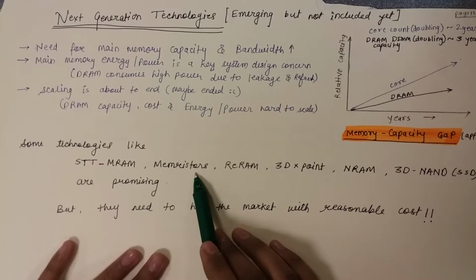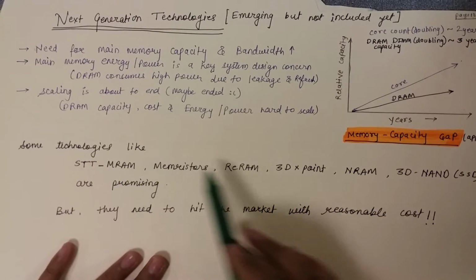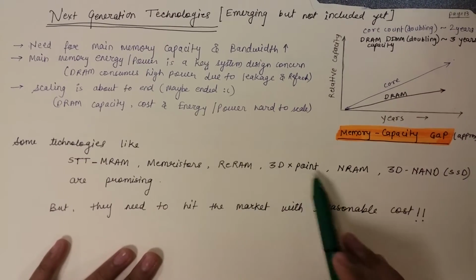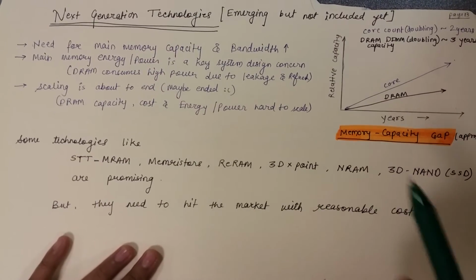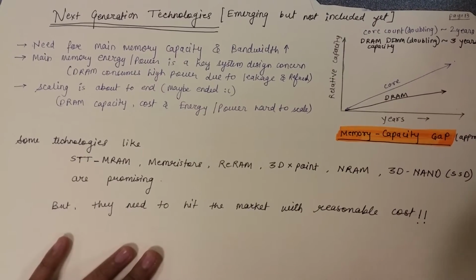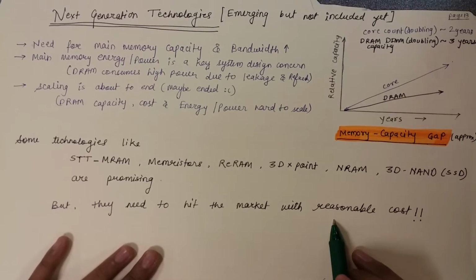Some of the new technologies like the STT-MRAMs, the memristors, the ReRAMs, 3D XPoint, NRAMs, they are promising, but in order to come into the hierarchy, they need to hit the market with a reasonable cost. In this way, there is a thumbs up from my side for the memory hierarchies, as it is improving the access time and the overall capacity of the memory subsystem.